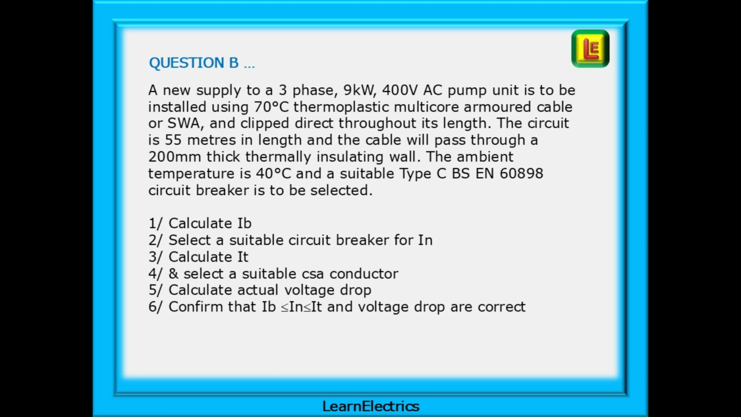A new supply to a three-phase 9 kW 400 volt AC pump unit is to be installed using 70 degrees Celsius thermoplastic multi-core armoured cable, or as we call it, SWA, and clipped direct throughout its length. The circuit is 55 meters in length and the cable will pass through a 200 mm thick thermally insulating wall. The ambient temperature is 40 degrees Celsius and a suitable Type C BS7671 circuit breaker is to be selected. Again, the same 6 steps to find the answers.